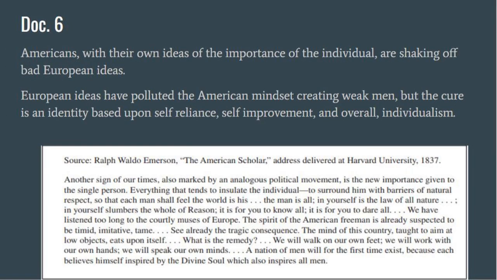Next, we have the transcendentalist author Ralph Waldo Emerson, the American literary figure of individualism and self reliance. In this excerpt, Emerson is discussing that Americans, apart from Europeans, have their own ideas of the importance of individualism, and that they are shaking off bad European ideas of inherited status and subservience. Those European ideas still have left a residual or polluted imprint on the American mindset. However, the cure is to be completely based on the American identity around self reliance, self improvement, and individualism.